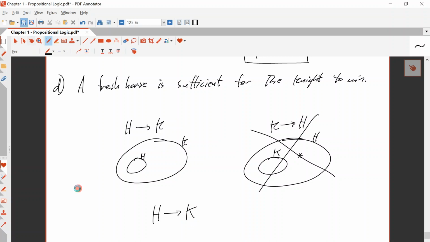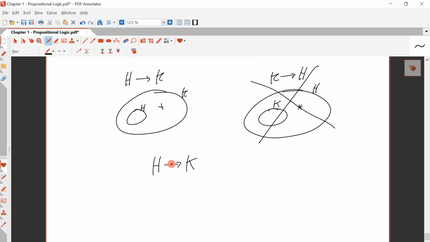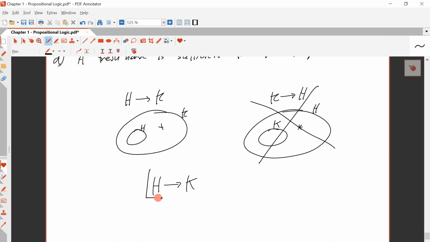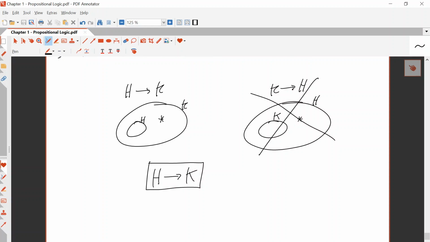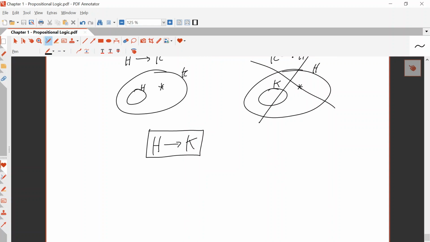Okay? Not that the knight can't win with a tired horse. He might. Okay, but it's not the correct one. Or sorry, but not that the knight can't win with a tired horse. Okay? That's not a contradiction. So this is the proper interpretation. All right, that's good for that example.